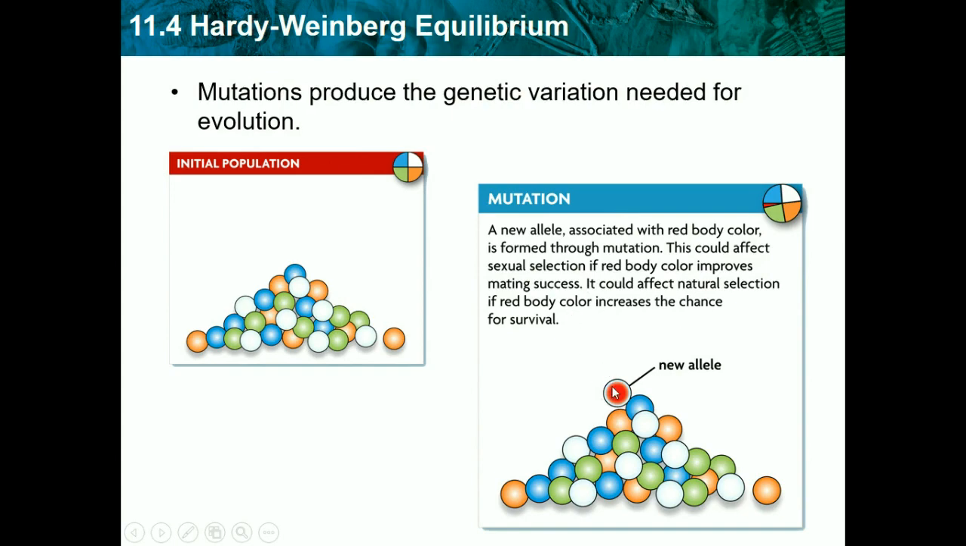So if this red mutated cell is better at survival, then it's probably going to be more likely to mate and have more offspring that are also red. But if it's not good for their environment, the red will probably just die off instantly and never be able to pass on its genes.